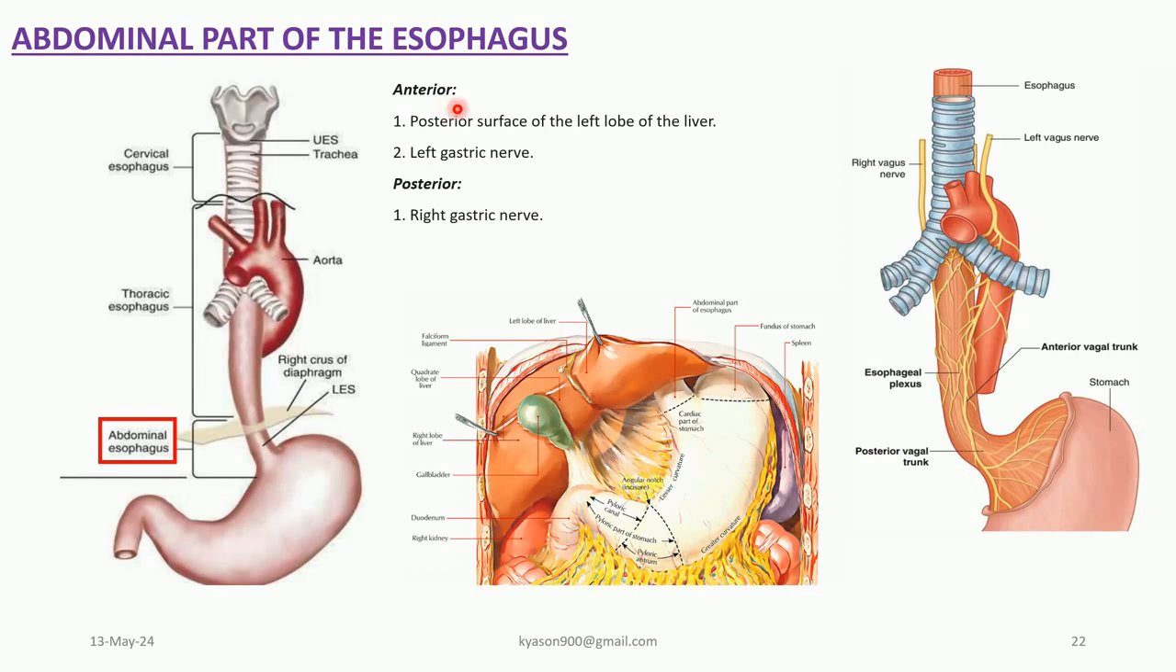Then anteriorly, we also have the left lobe of the liver. This is the liver, the big right lobe and the small left lobe. It's going to be in front of the abdominal part of the esophagus. It's very important when scanning the liver. The esophagus can be seen when you scan the left lobe. Behind it, the esophagus can be seen running down to the stomach.